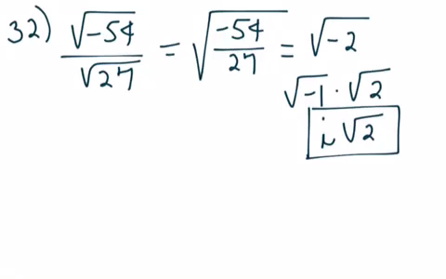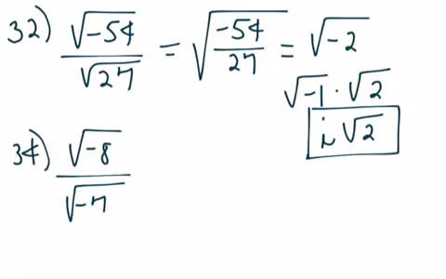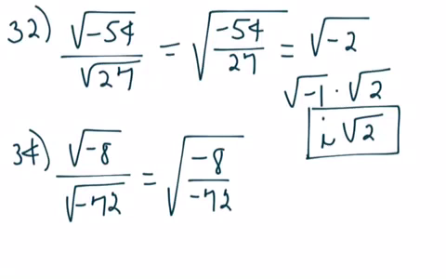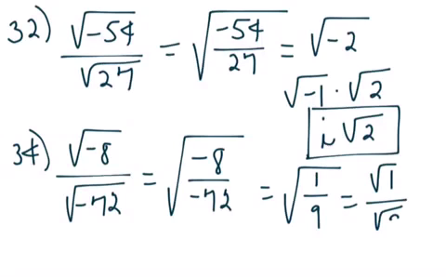If you look at number 34, you have the square root of negative 8 over the square root of negative 72. And you can play the same game. That's the square root of negative 8 over negative 72. That will reduce to the square root of 1 over 9, the square root of 1 over the square root of 9. The square root of 1 is 1, the square root of 9 is 3.